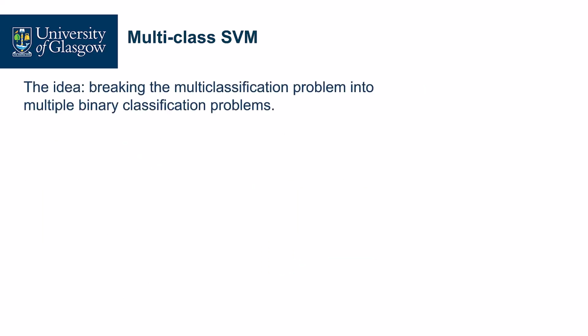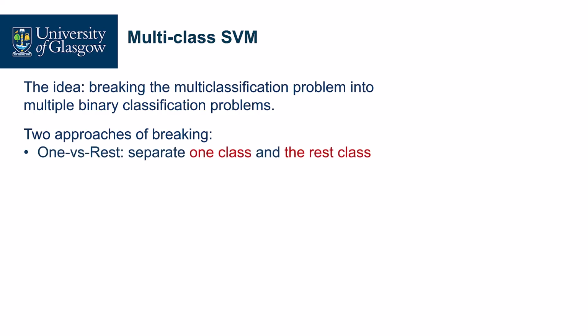So how can we do that? The basic idea is that we try to break the multi-class classification problem, this one problem, into multiple problems. Each of the sub-problems is binary classification, and for each sub-problem, we can directly use SVM, right? We normally have two methods to break the problem. One of them we call one versus rest. This means that we separate one class from all the other classes, which I don't care about. We call them the rest class, right?